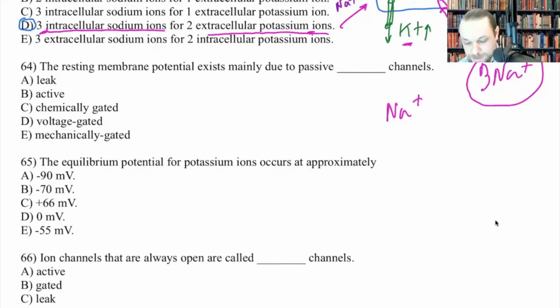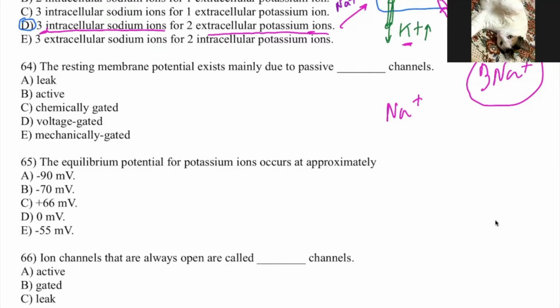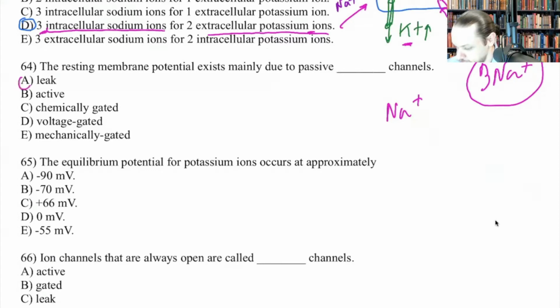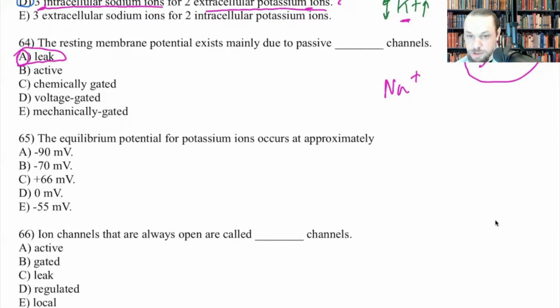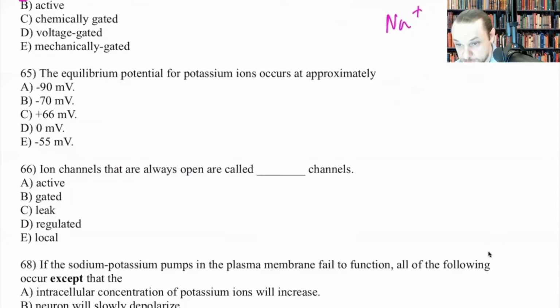It's okay. The resting membrane potential exists mainly due to passive leak channels. Leak channels, A is correct. Yes, the resting membrane potential exists mainly due to the passive channels. So once equilibrated, we have leaky channels. I think in the nervous system lecture, when we had the touch sensitive receptors, there were leaky channels and they restore that. So that's 64. All right, number 65.